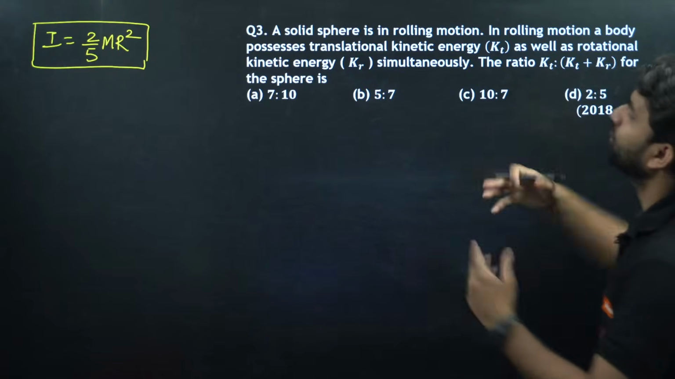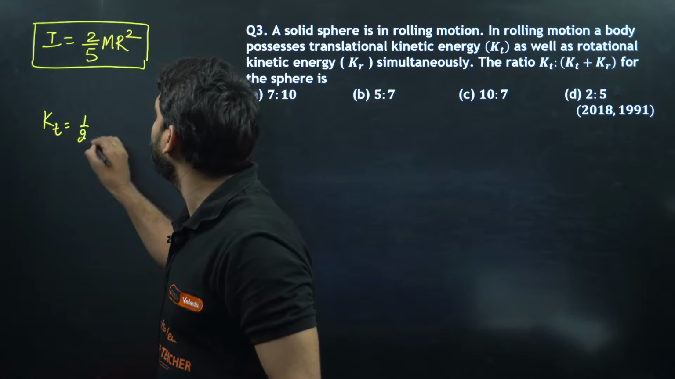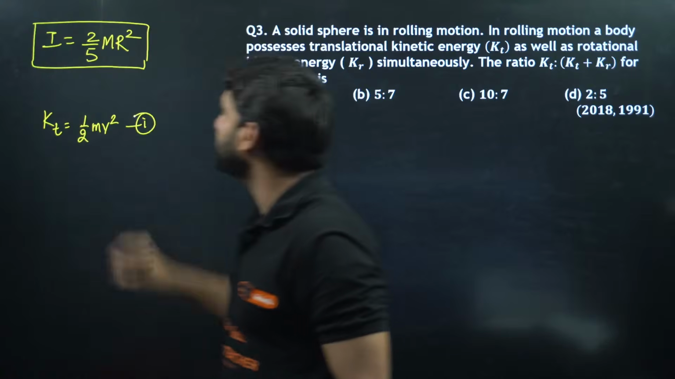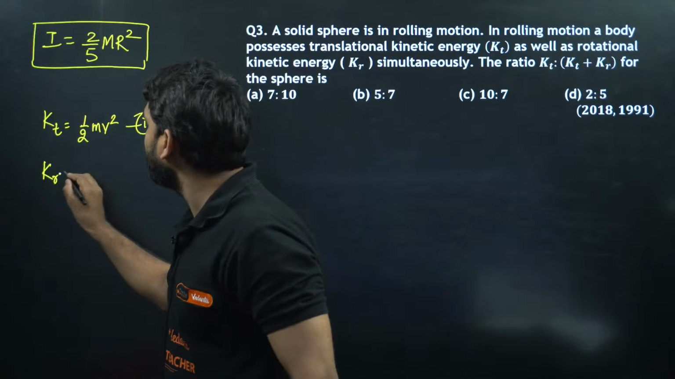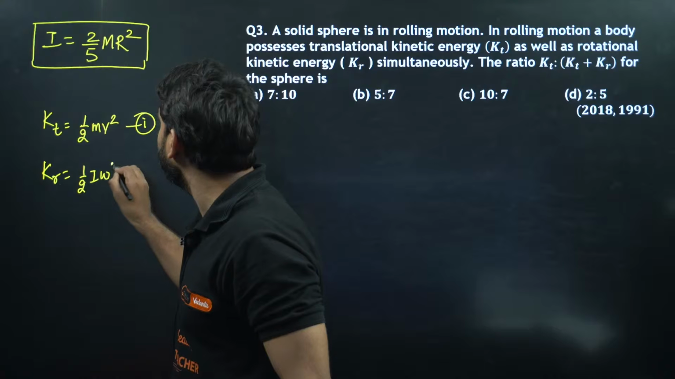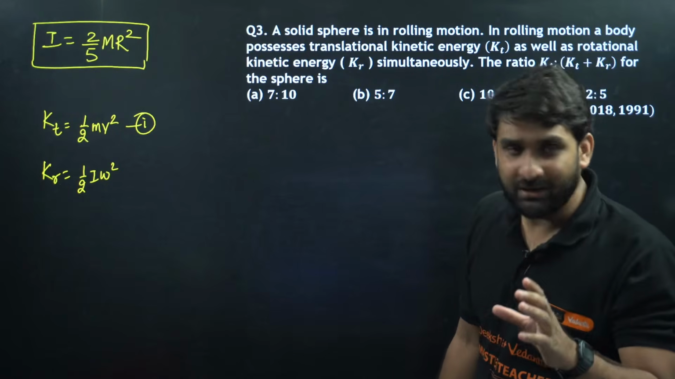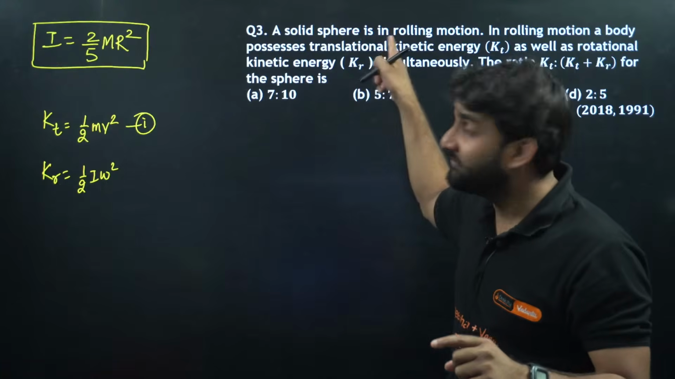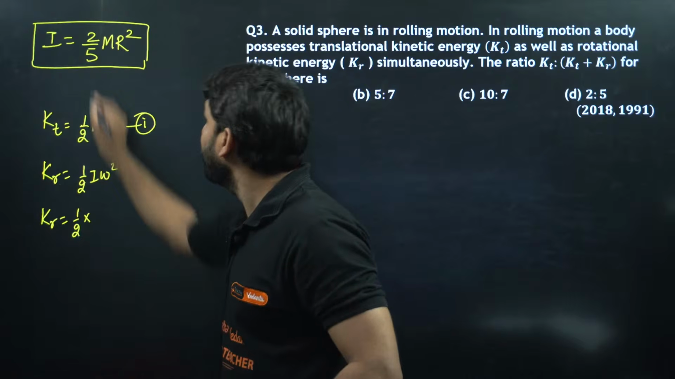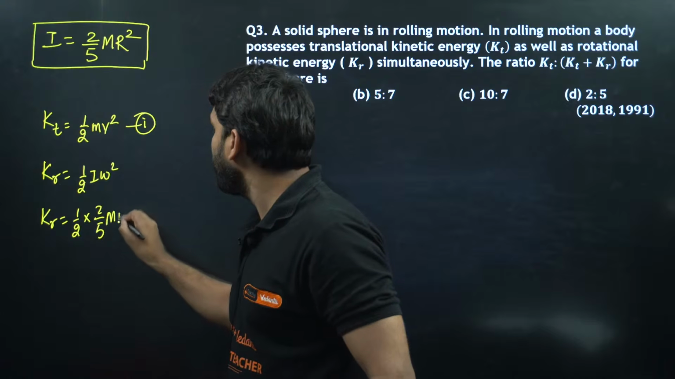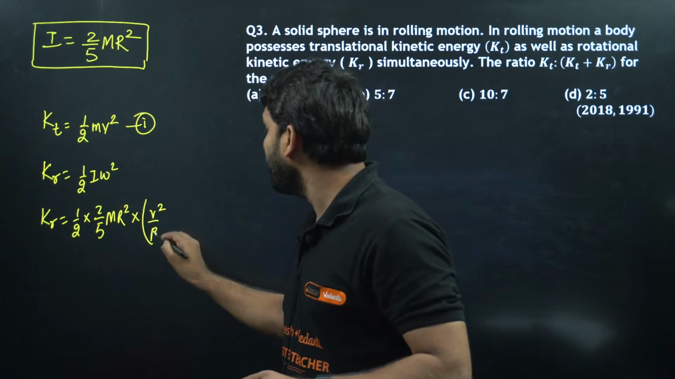Okay, so we have to find the ratio. My dear champions, what will be the translational kinetic energy? That will be equal to 1 by 2 mv square, if the solid sphere is rolling. And the rotational kinetic energy Kr will be equal to 1 by 2 I omega square. This is the formula for rotational kinetic energy for any solid body. So you have to write the moment of inertia, and we are talking about a solid sphere, so the moment of inertia is 2 by 5 mr square. So kinetic energy rotational will be equal to 1 by 2 times 2 by 5 mr square, and omega square can also be written as v square divided by r square.